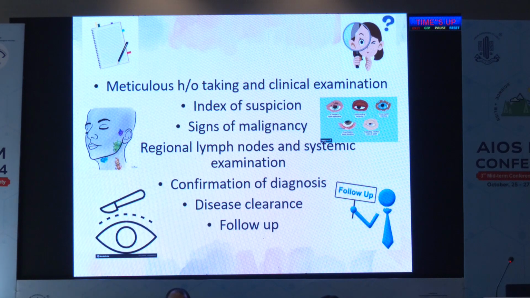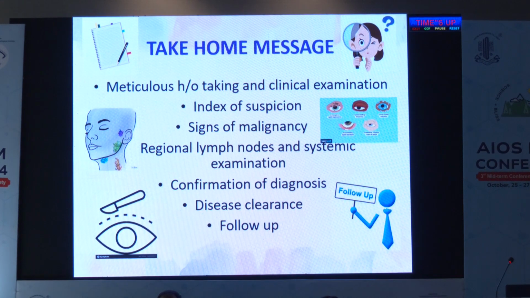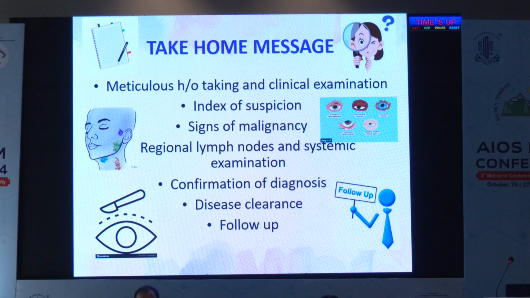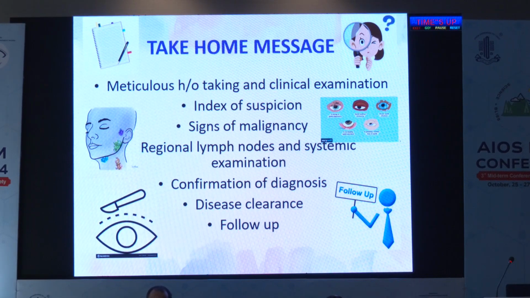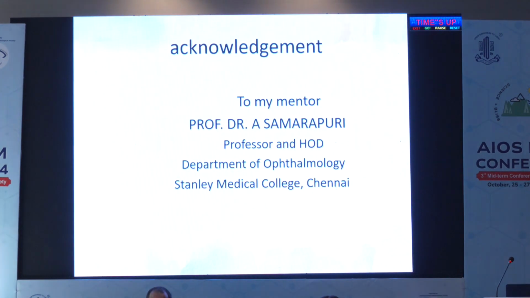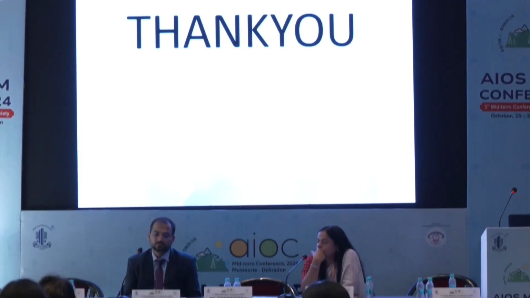So my take-home message is a meticulous history taking and clinical examination will go a long way in identifying these lesions early. Have an index of suspicion, look out for the red flags of malignancy, look out for the regional lymph nodes, and do a thorough systemic examination, confirm the diagnosis, then ensure a proper complete resection with margin clearance and a follow-up, and adjuvant therapy if necessary. I would also like to acknowledge my mentor, Professor Samrapuri, who's the HOD of the Department of Ophthalmology of Stanley. Thank you.